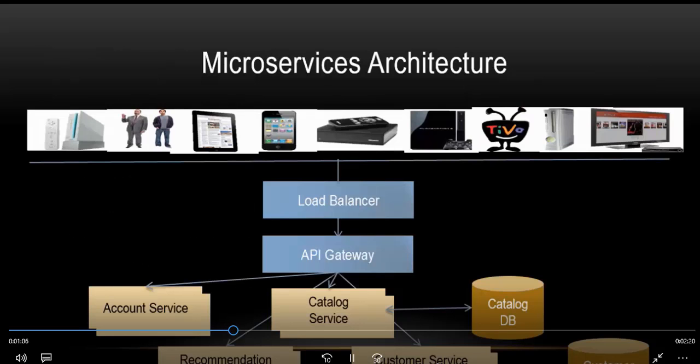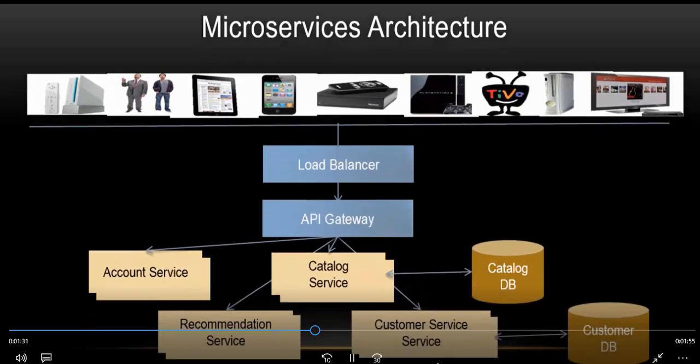Now we will see the microservices architecture. This is the sample microservice architecture. The different services are running on the same platform. So here you can see the load balancers, the API gateway, then the account service, recommendation service, customer service, and a catalog DB, customer DB. This is a sample architecture for microservice.